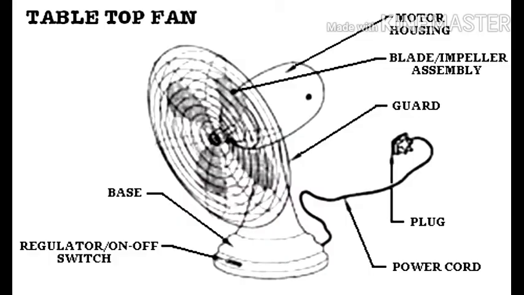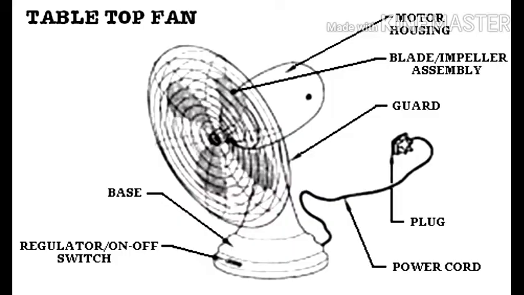There is a power cord. One end of it is attached to the fan motor through the base, and the other end to a 3 or 2 pin plug. The plug is usually made of a plastic coating.